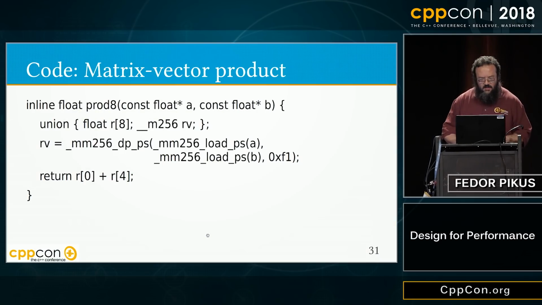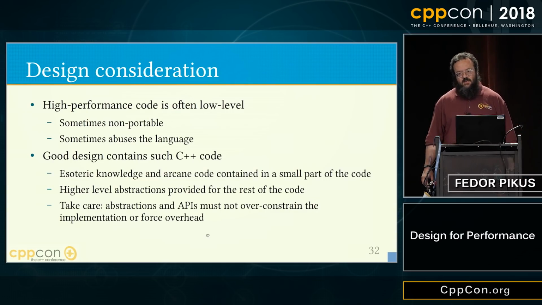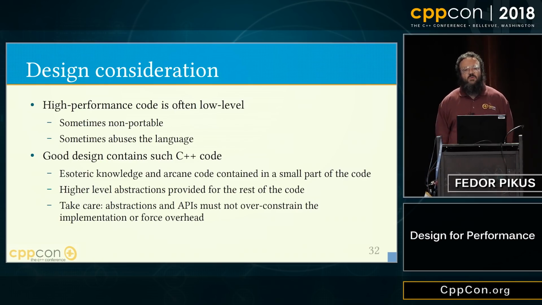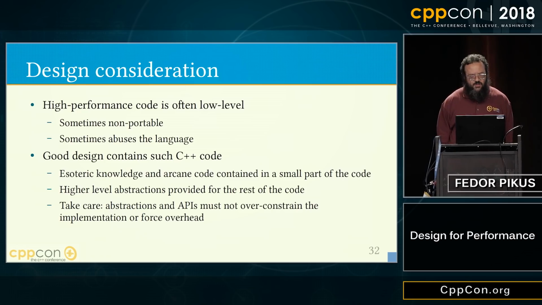Now, one thing is, again, this was what we had to do, and the streaming loads were even worse. You really don't want to see that code all over your design, trust me. On the other hand, if you write high-performance code, you do have to deal with very low-level code, sometimes non-portable code. Sometimes you have to abuse the language to coerce the system to do something fast. How do you reconcile it with good design practices? You contain it. A good design would encapsulate, contain, isolate this kind of badly written but very efficient code.